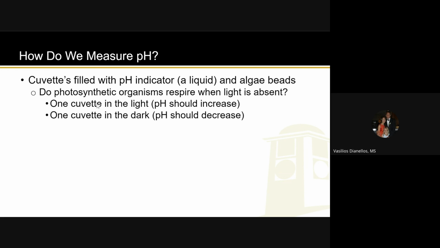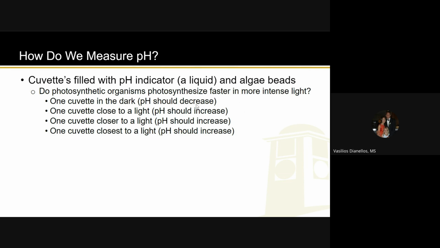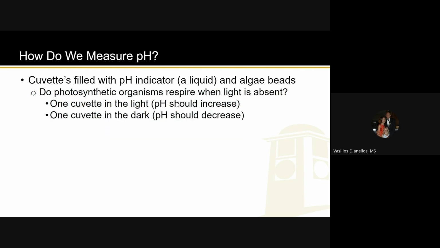If we don't see an increase in this cuvette, the one in the light, that means there might be something wrong, just like I said previously with the first experiment. The fact that it doesn't increase might mean the algae beads are dead. That might mean there's something wrong with the pH indicator. So whatever the case may be, if the control, the one in the light, does not increase, that indicates there might be something wrong, and therefore the rest of your results might be invalid. But again, we'll cross that bridge when we get there.